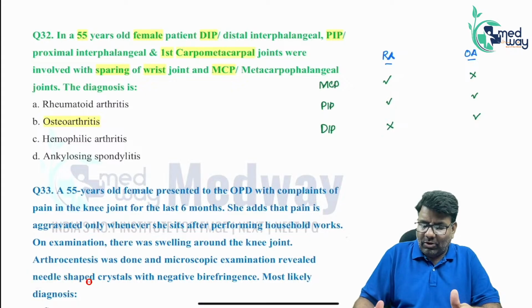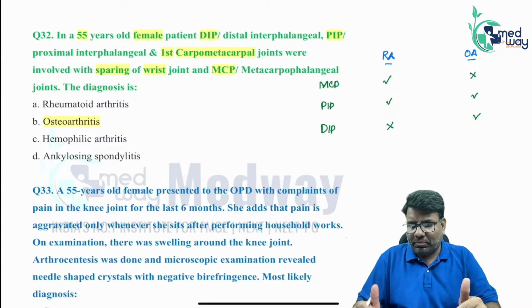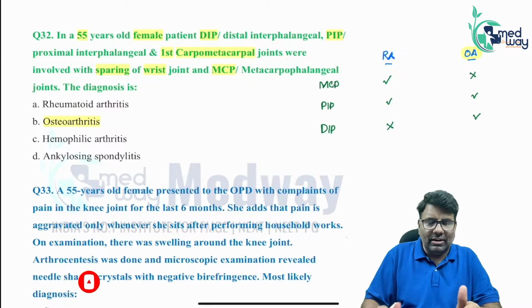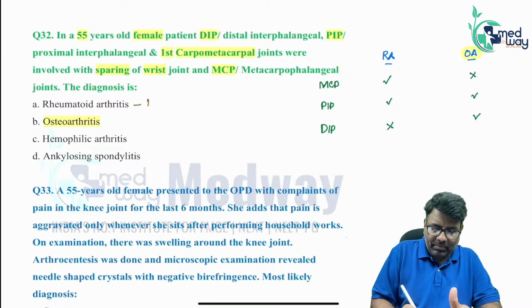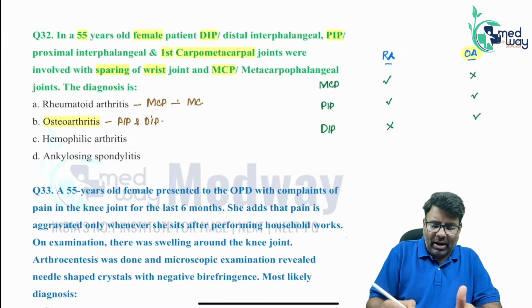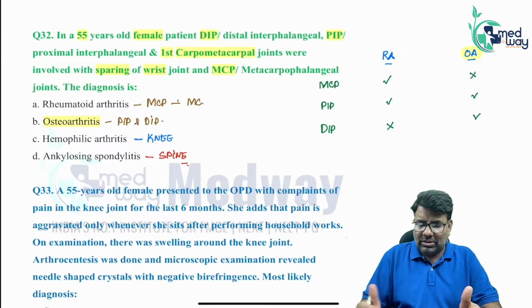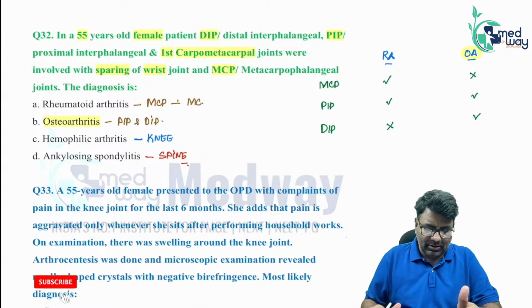So if you see involvement of PIP, DIP, that is itself very suggestive that this is a case of osteoarthritis. If there is any involvement of MCP, you will say it is a case of rheumatoid arthritis. So here, MCP involvement is most common. Here, PIP and DIP. Hemophilic arthropathy involves the knee, and ankylosing spondylitis involves the spine. Yeah. So this is how you can just reach up to diagnosis.